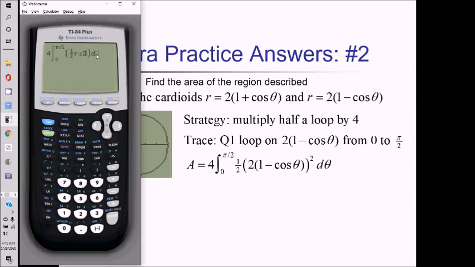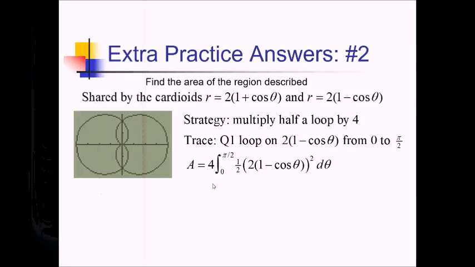And don't forget to actually square that. And now let me just go over here, put in my input variable, d theta, and then enter to get 850 if I round that to 3 decimals.